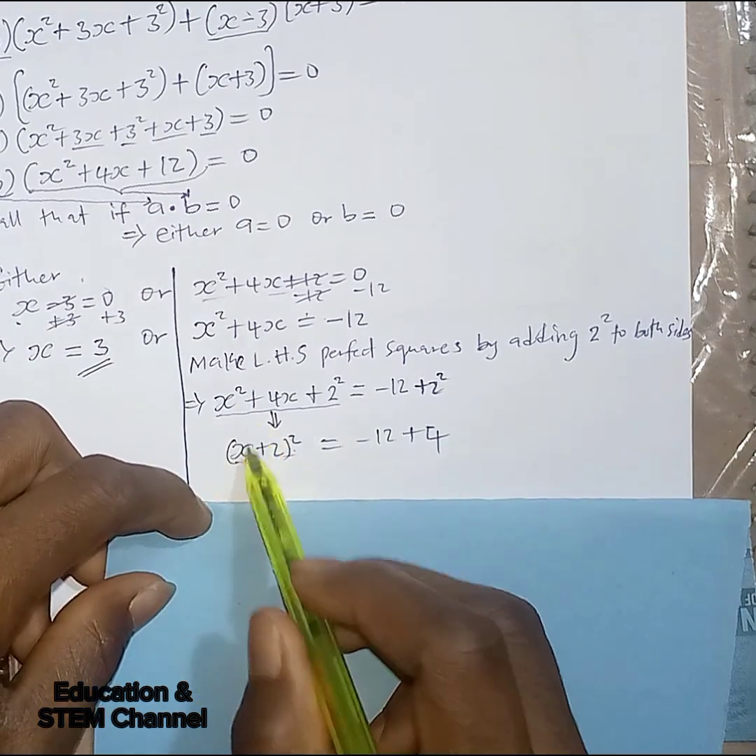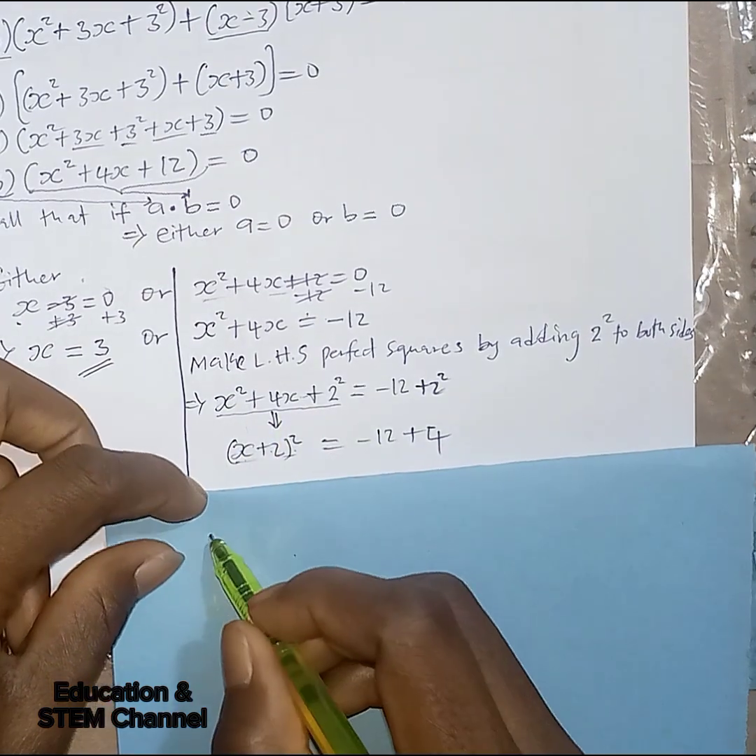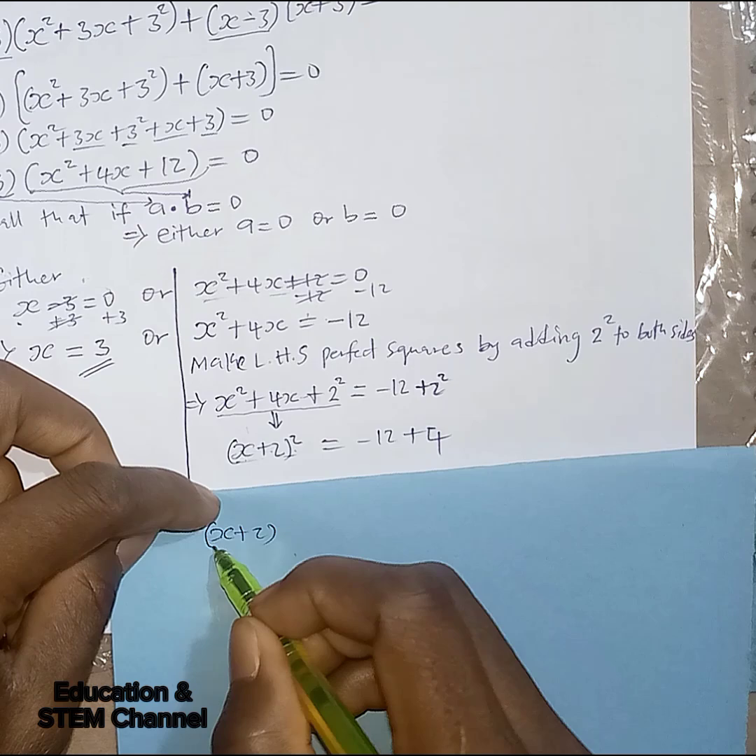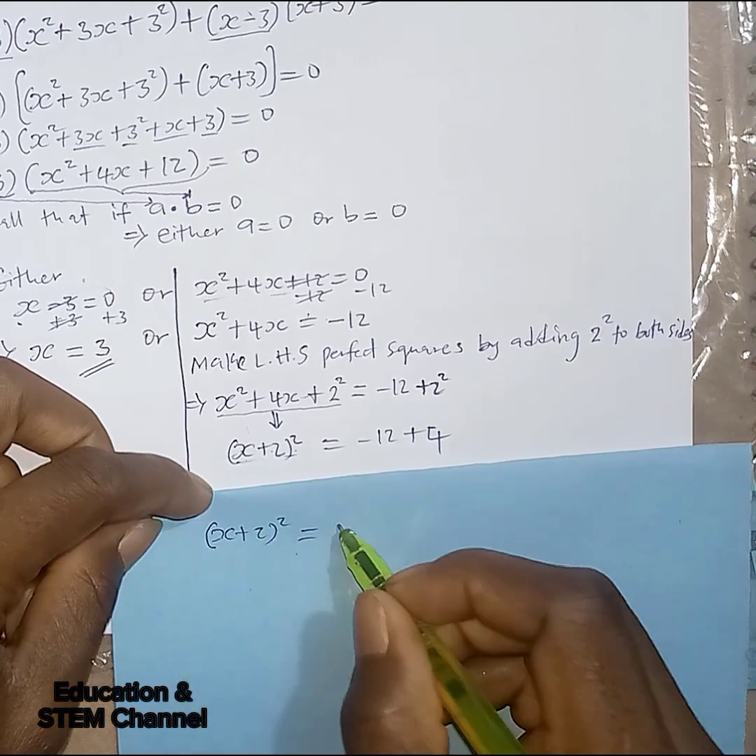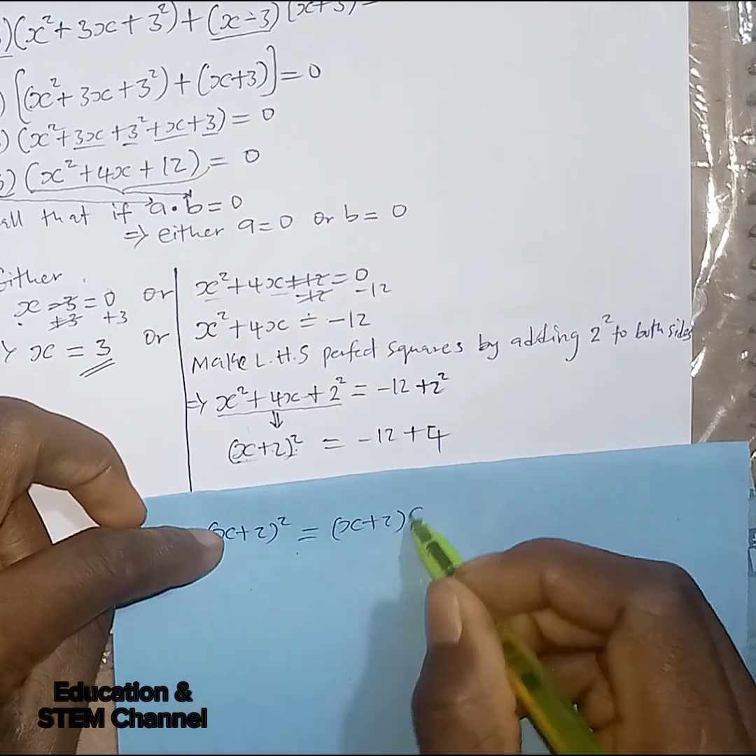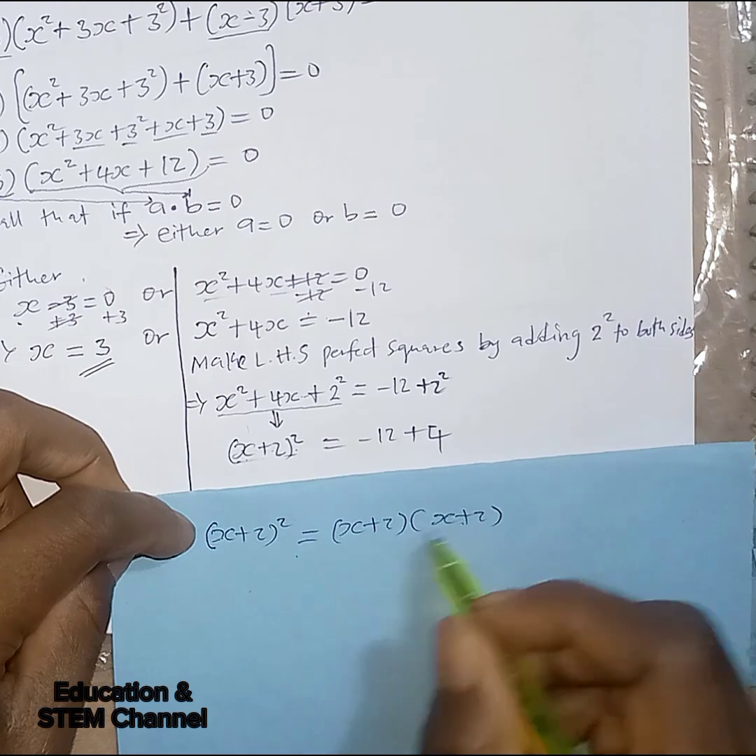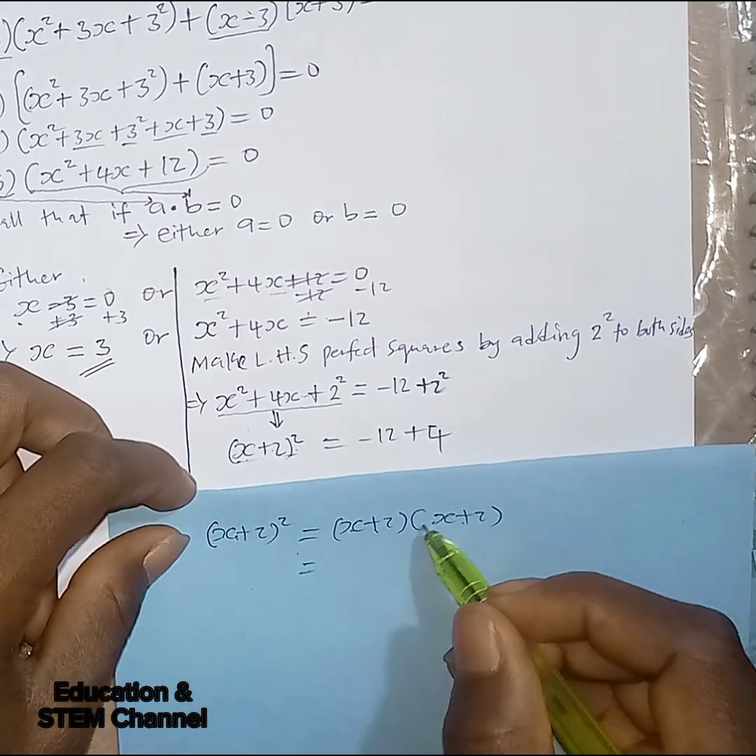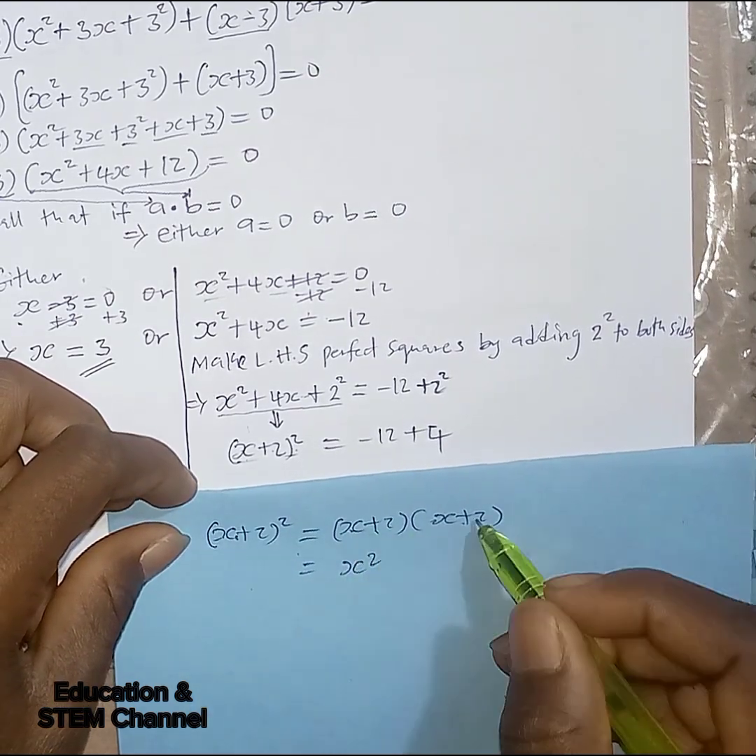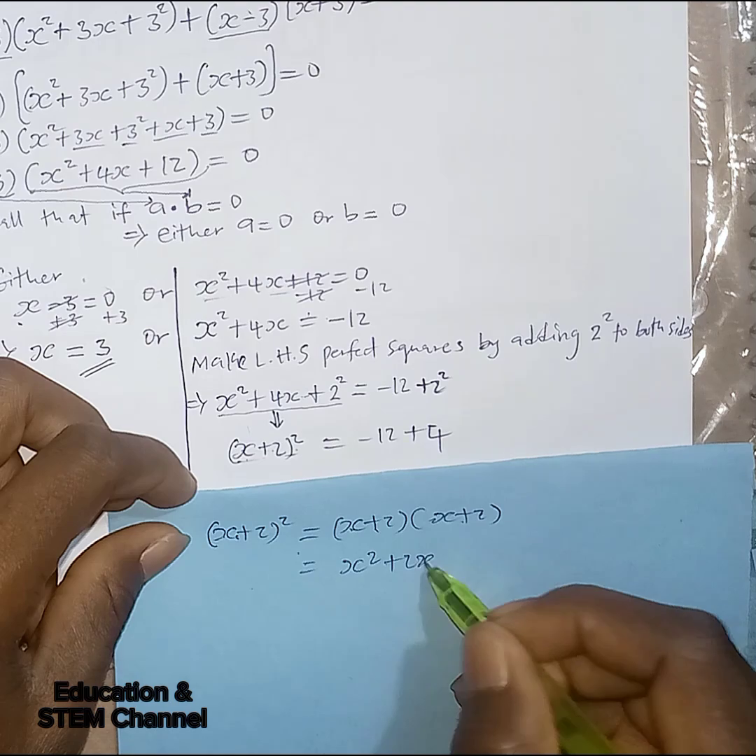So now we have the left hand side equal to what we wanted, a perfect square. In this case, which is x plus 2 raised to the power 2. Because if you expand x plus 2 raised to the power 2 like I'm doing here, you will get back our expression x squared plus 4x plus 2 square, which is the left hand side.